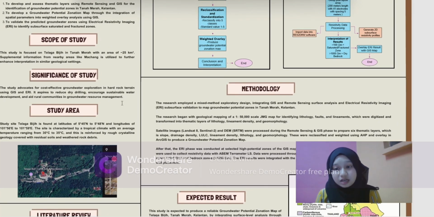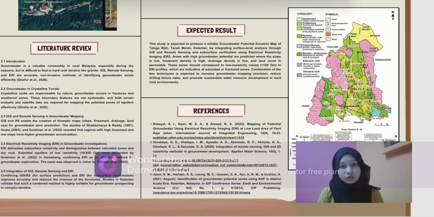The last part of the introduction is the study area. The study area of Telaga Bijih is found at latitude 5 degrees 45 minutes north to 5 degrees 48 minutes north and longitude 101 degrees 56 minutes east to 101 degrees 59 minutes east. The site is characterized by a tropical climate with an average temperature ranging from 30 degrees Celsius to 35 degrees Celsius.